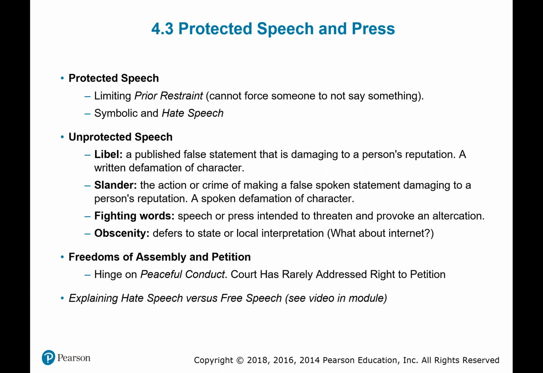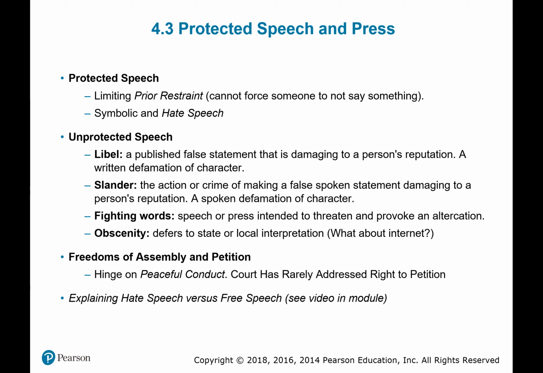So protected speech: you cannot limit through prior restraint, which is you cannot force someone not to say something. And symbolic and hate speech is protected. And definitely you want to check out the video in the module with the hate speech versus free speech. It's kind of interesting what's allowed and what isn't. So hate speech is allowed in most cases, and symbolic speech for now.